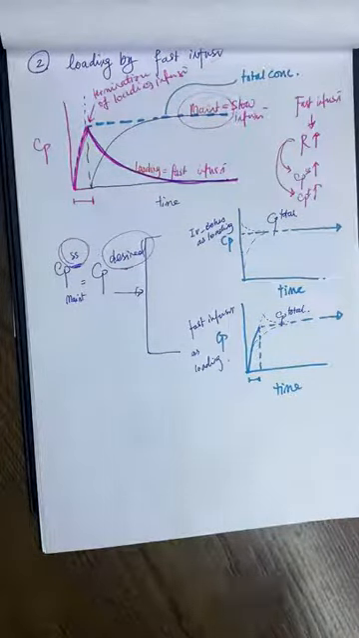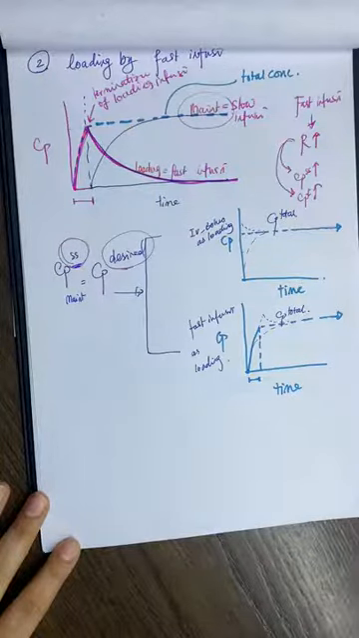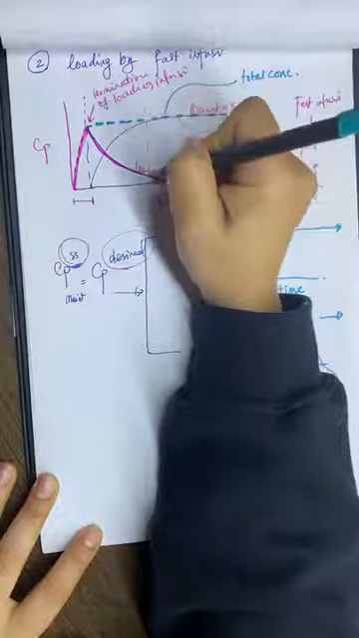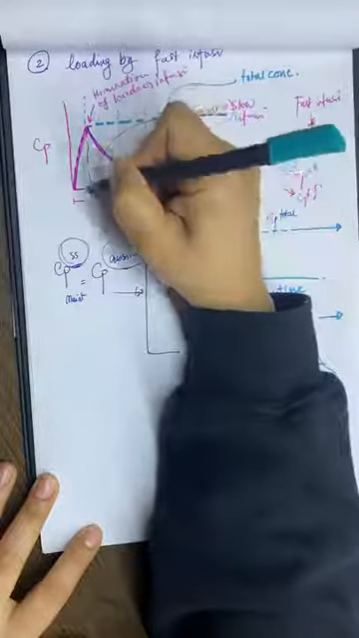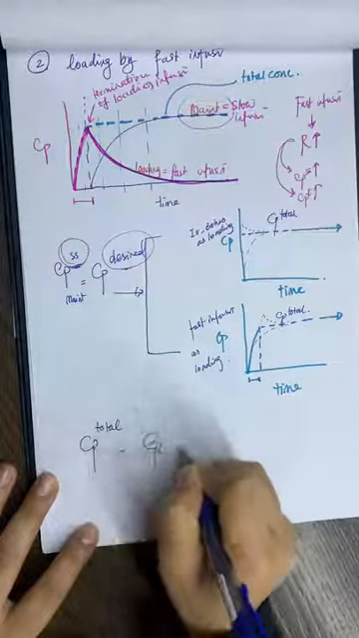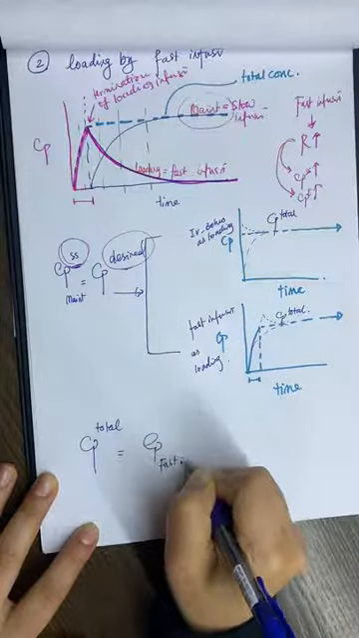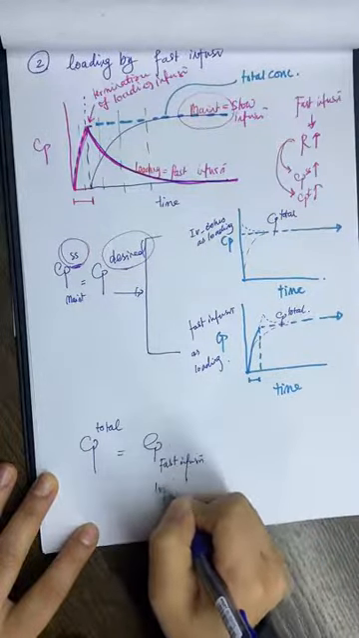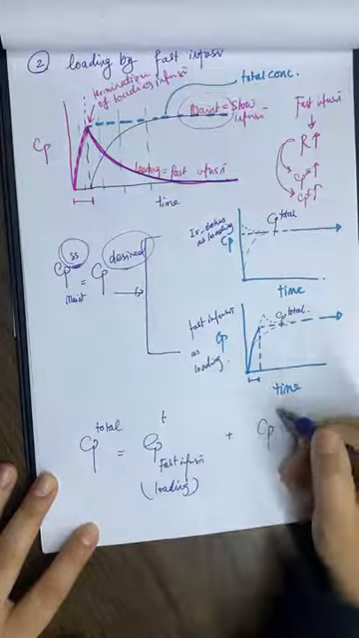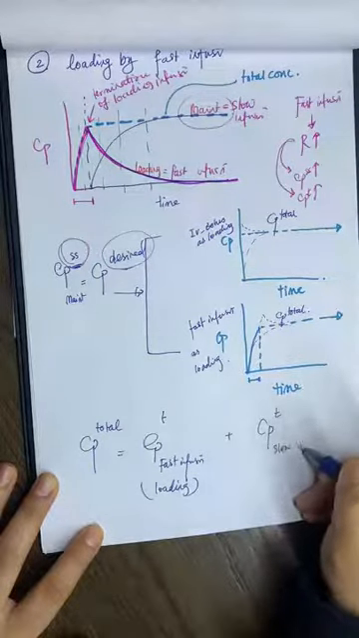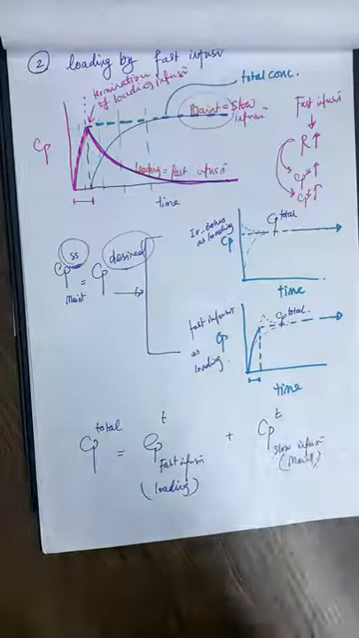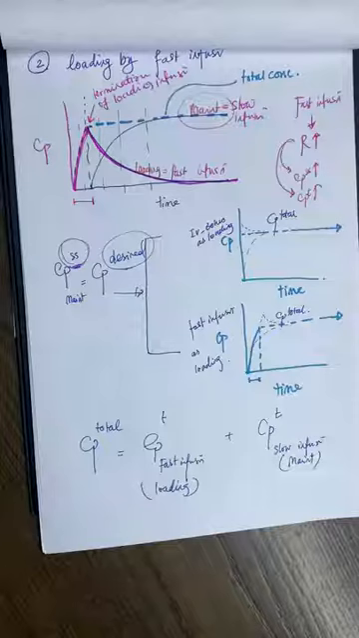From whatever you know already, according to whatever I just mentioned and the loading dose with IV bolus, if I want the concentration at any time point, it should be what? The total concentration equals the concentration of the first infusion, which is loading, at that time, plus the concentration of the slow infusion, again at that time, which is the maintenance. So it will be the sum of both.